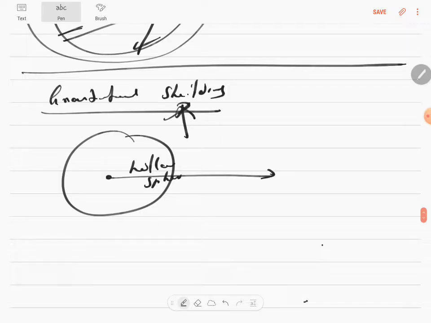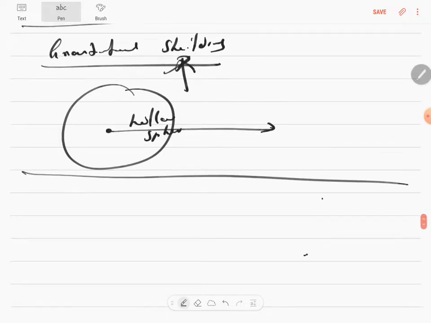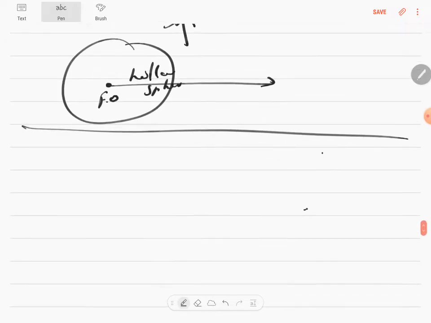Electrostatic shielding is possible. You can put a charge inside and shield it. But if you put the entire world, the planet inside, it would collapse. So you cannot do gravitational shielding. You cannot put it inside a hollow shell even though the force inside is 0. You cannot stop it from being attracted by the external bodies. Are you clear? So that's about electrostatic shielding.